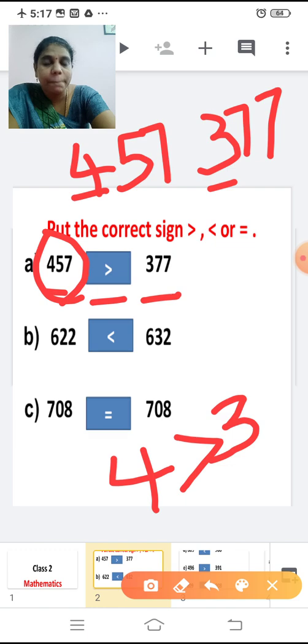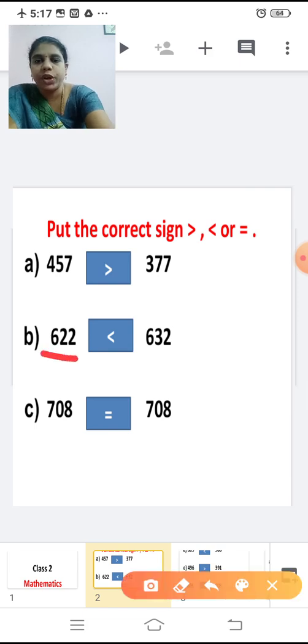To compare the numbers, you have to start comparing from the leftmost part, right? So in this, we are going to start from the hundreds place. In the first number, we have 4 in the hundreds place. In the second number, we have 3 in the hundreds place. Since 4 is greater than 3, 457 is greater than 377. Shall we move on to the next sum?